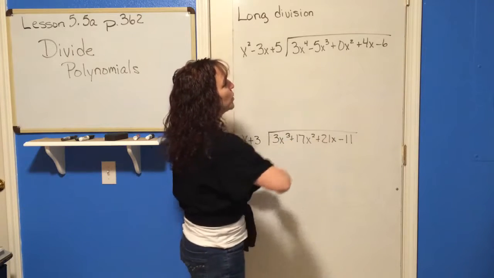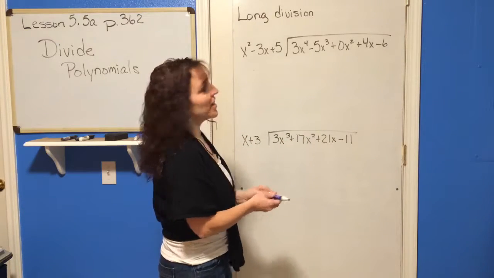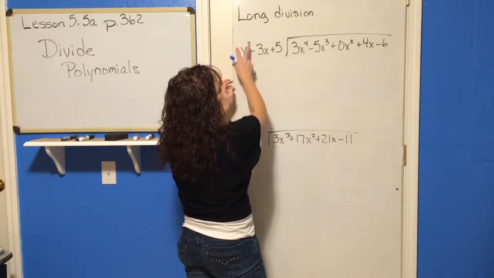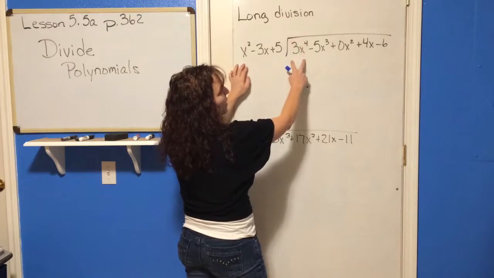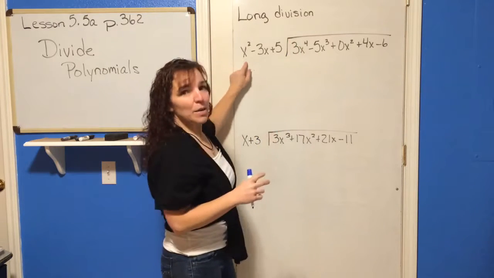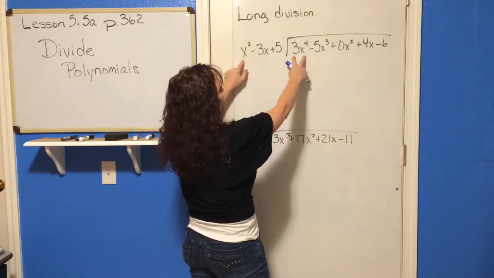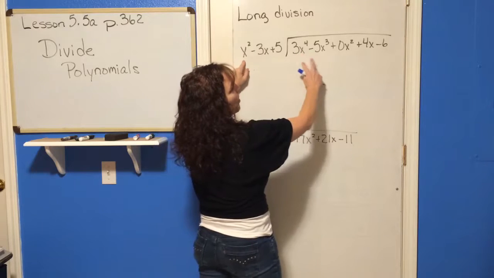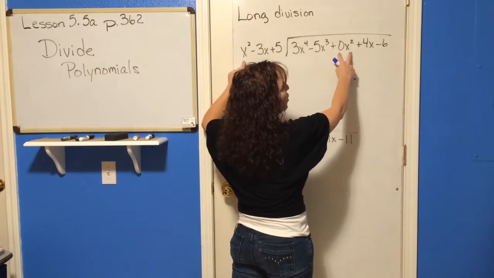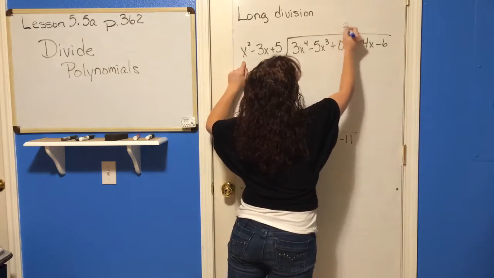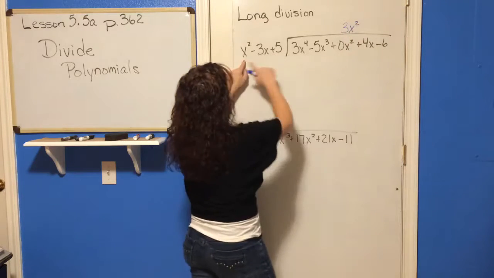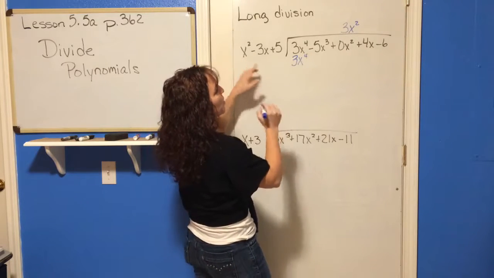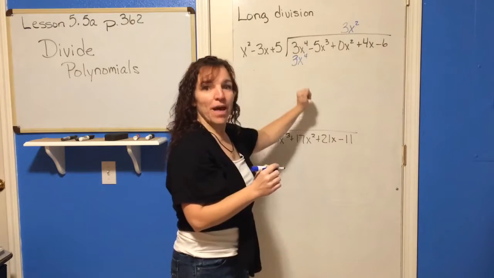Once you've got your problem written out, then it's just a matter of dividing. And just like with regular division, you're looking at the first terms. So how many times will x squared go into 3x to the 4th? What do you multiply by x squared to get 3x to the 4th? You're going to multiply 3x squared times x squared, and you put that above the x squared term in your quotient. So 3x squared times x squared is 3x to the 4th, and that's what you want. Then that first term drops out and disappears.